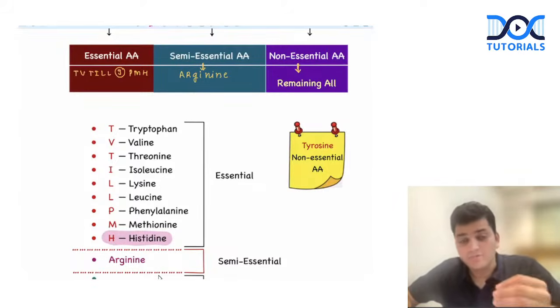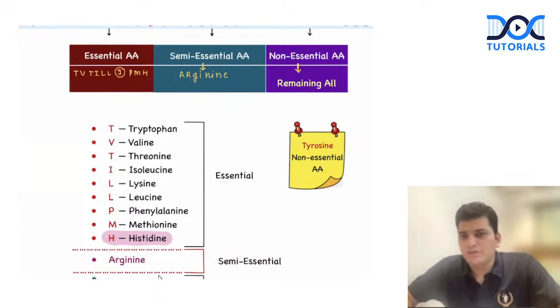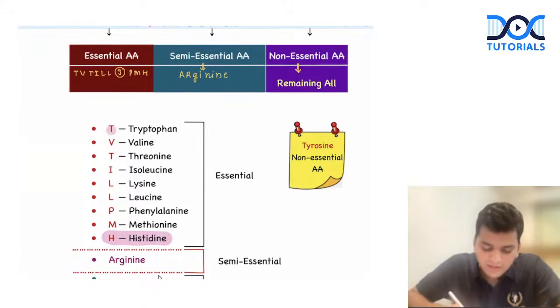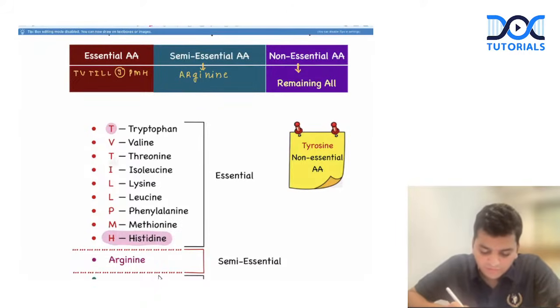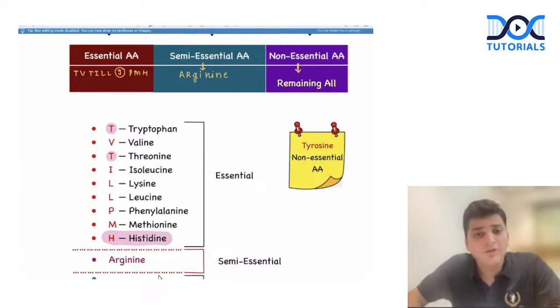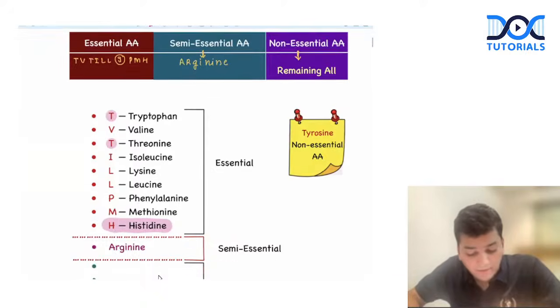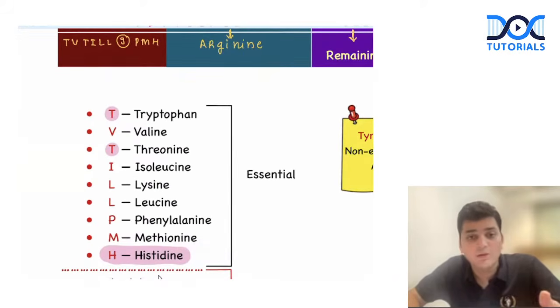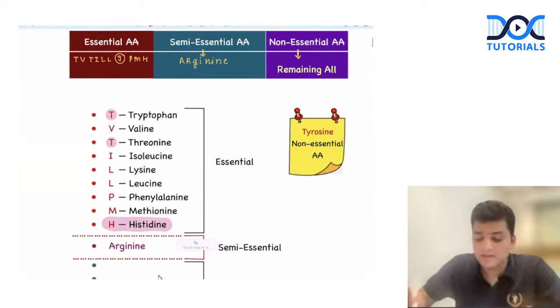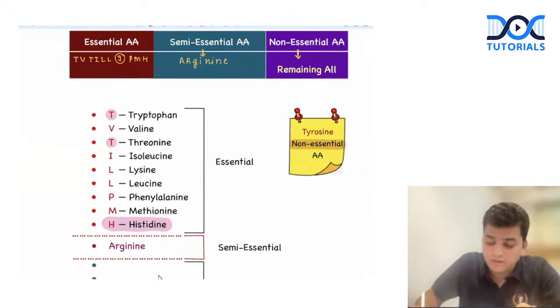And second, the major problem with this mnemonic is if they ask that all are essential amino acids except, you will start using the mnemonic TV TIL 9 PM H. But if you see, there are two T's in the mnemonic, one T is tryptophan, the second T is threonine. But can you tell me one amino acid which starts with T? Apart from tryptophan and threonine, there is one more amino acid which starts with T, tyrosine, right? So tyrosine, you have to remember, is a non-essential amino acid.